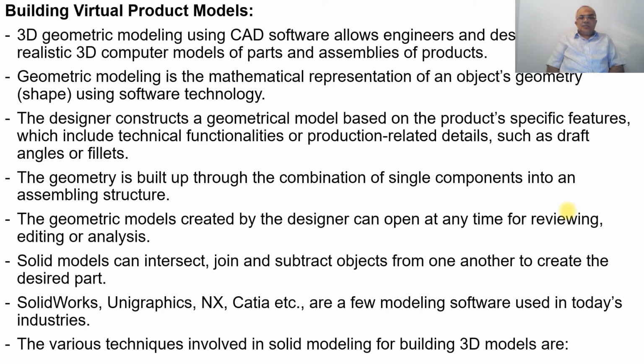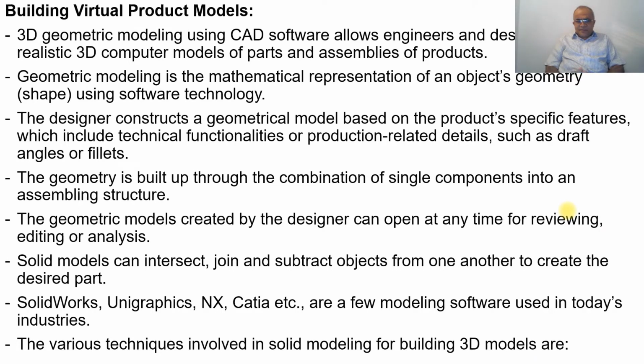The designer constructs a geometrical model based on product-specific features, which include technical functionalities or production-related details such as draft angles or fillets. So the geometrical model we create will have specific features, and it also includes technical functionalities or production-related details. When we talk about production-related details, one example is draft angles.